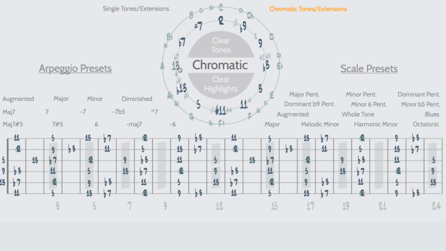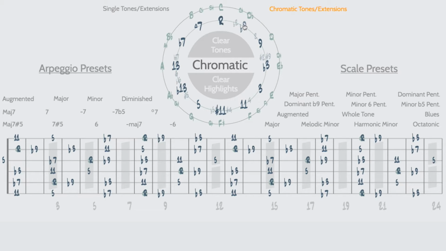Okay, so let's clear those out of there, and we'll talk a little bit about the flat 9. So the flat 9 with a flat 13, then we have the Phrygian mode. So we have the flat 9 and the flat 13.